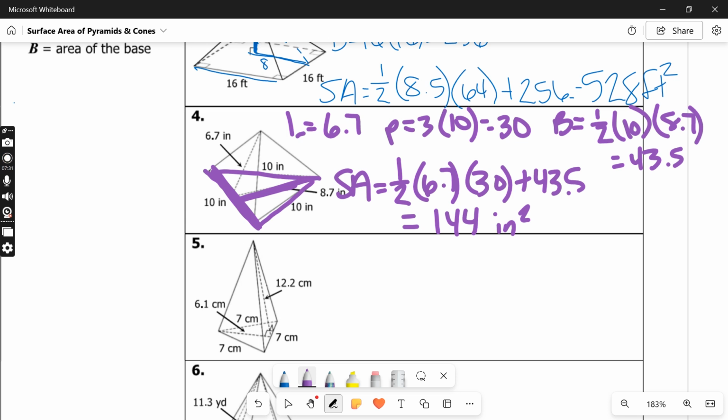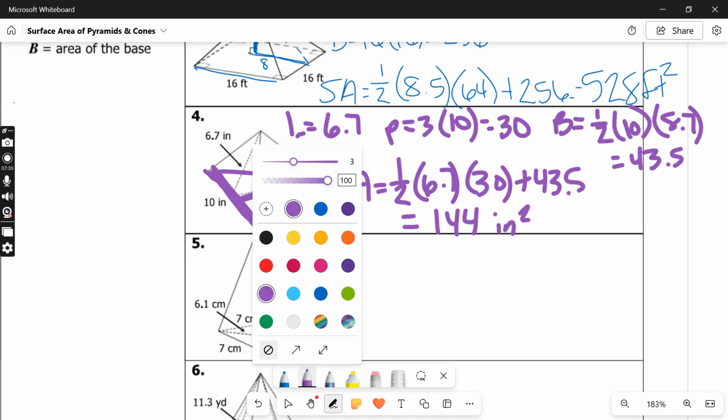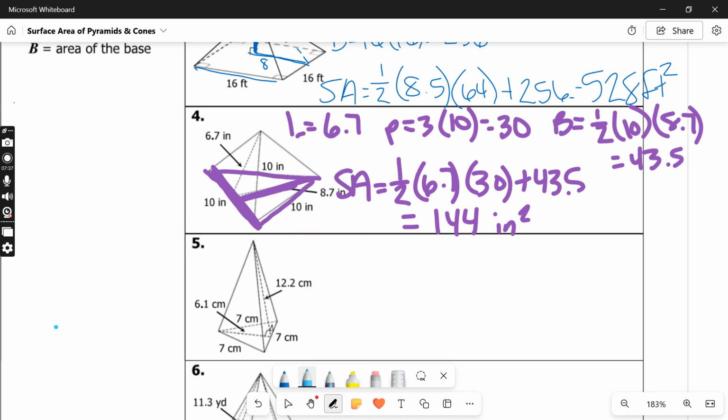All right. Same thing. I'm going to change colors. Our lateral is 12.2. Perimeter. So if I'm looking at the base here, they're all 7. So 3 times 7, which is 21. And then area of my base is going to be 1/2.